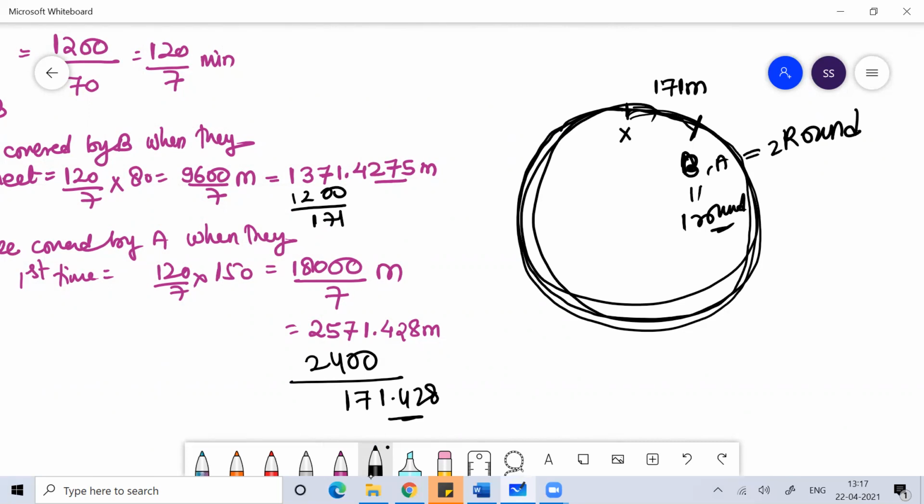So whenever two persons are running the race in the same direction, if they are meeting, then always remember that the person who is running faster would definitely have covered one additional round, and then only can he meet the other person running slower. That is the only possibility if two persons are running the race in the same direction. So I hope you understood this.